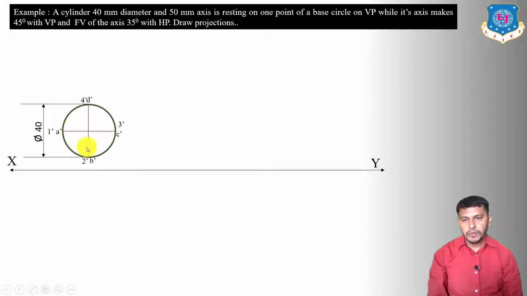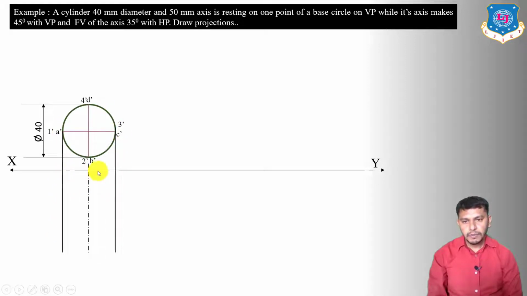Now here the front view is a circle and the top view is going to be a rectangle having shorter edge length equal to 40 mm and longer edge length equal to 50 mm. So let's try to draw the front view, and to draw the front view we have to project all these points vertically downwards.